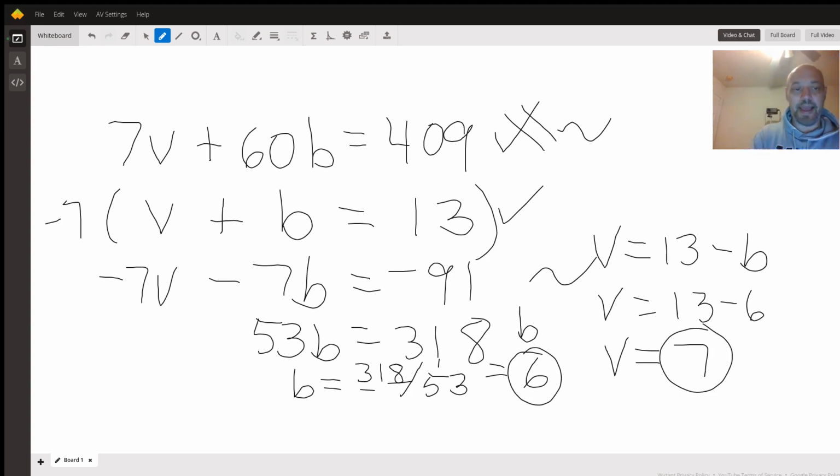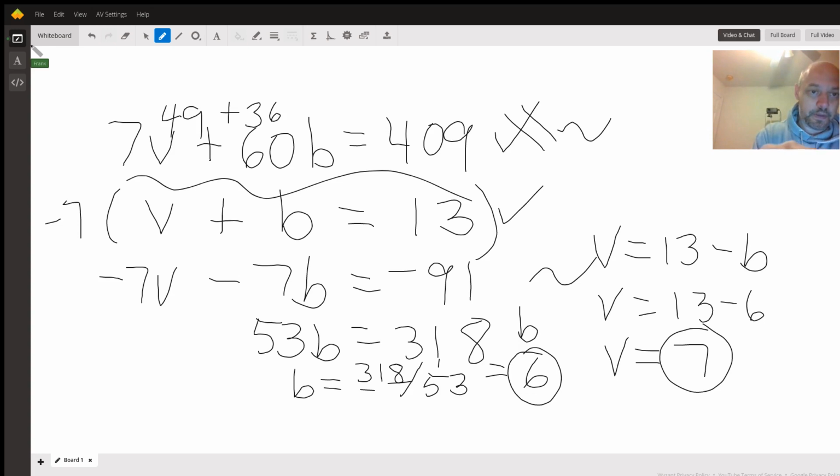And then you can plug that back into the original equation just to see if it works. 7v, 7 times 7 is 49. Plus 60 times b, 60 times 6 is 360. And 360 plus 49 is indeed 409. So I've checked it. There it is. If you need to see it again, be kind, rewind.